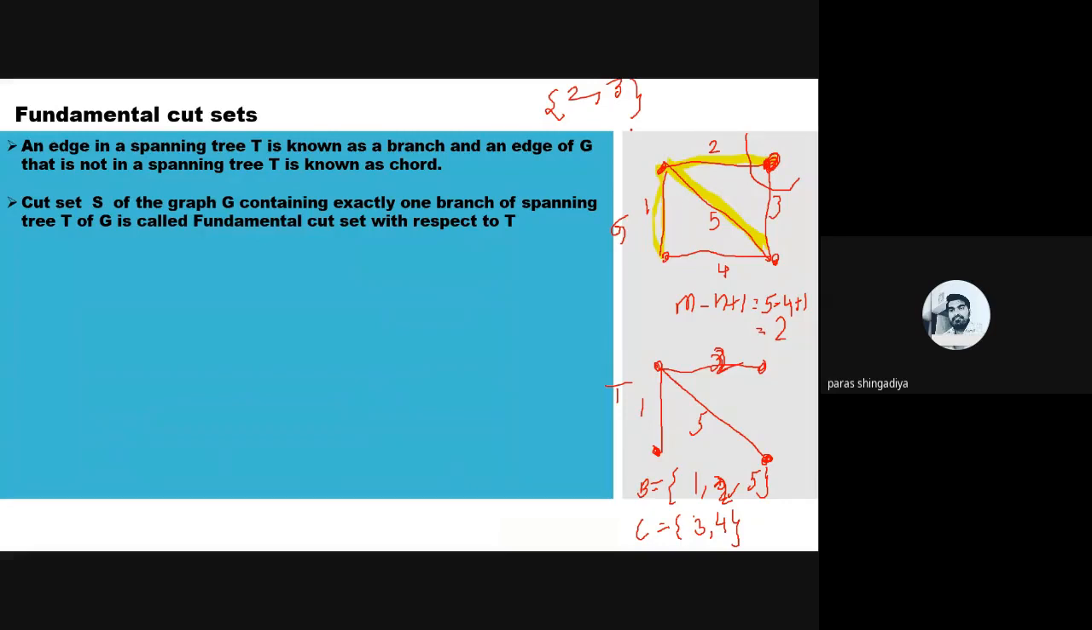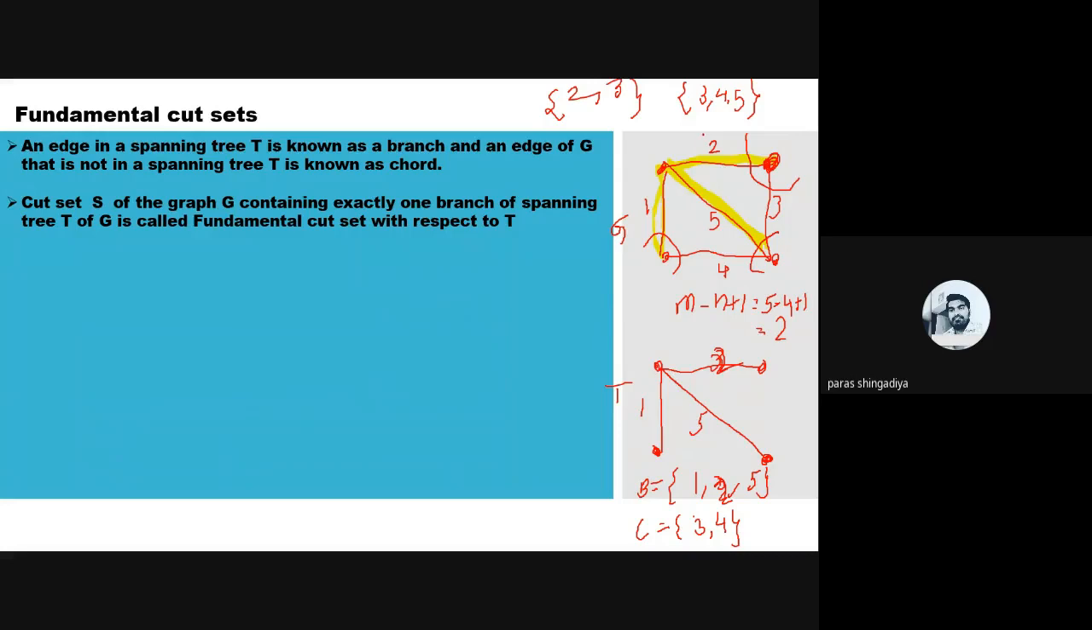So 2 and 3 is a cut set which disconnects the vertex, and it is also a fundamental cut set. The second one you can consider is 3, 4, 5, otherwise 3, 5, 4. So 3, 5, 4 is also a fundamental cut set, where 3 and 4 are chords and 5 is the branch. And another you can consider is 1, 4. So 1 is the branch there and 4 is the chord. So there are 3 fundamental cut sets.